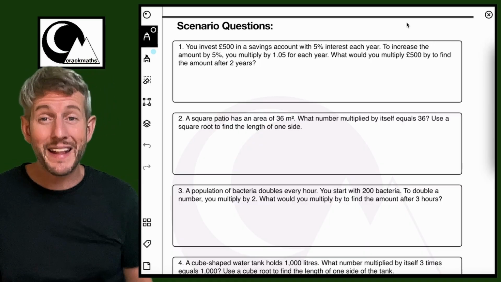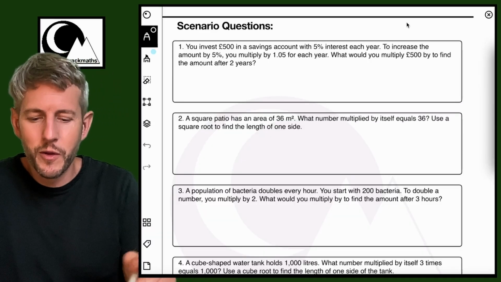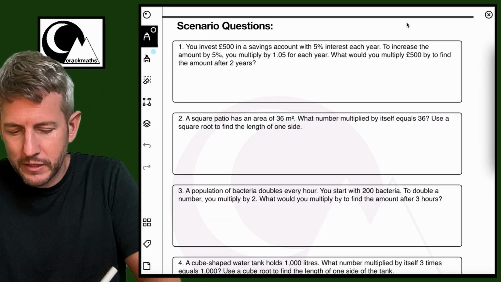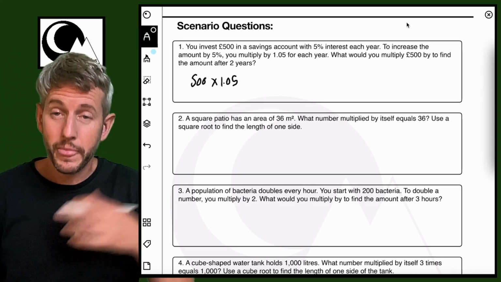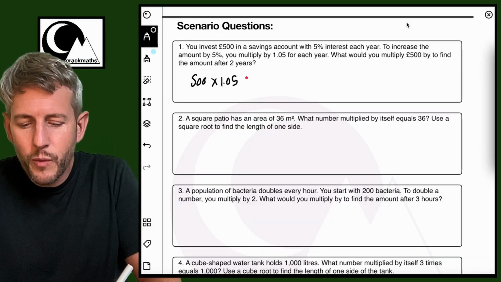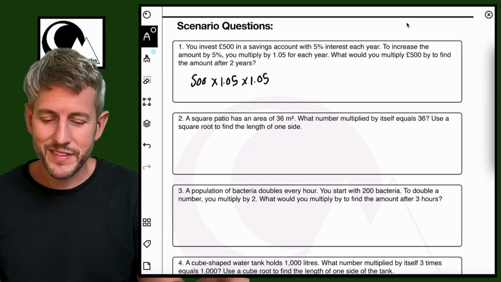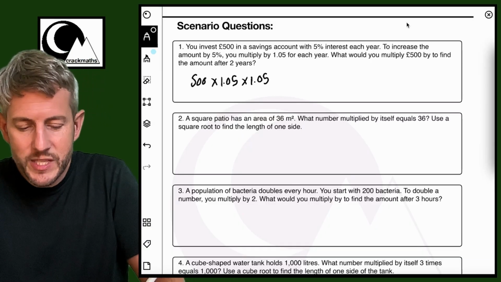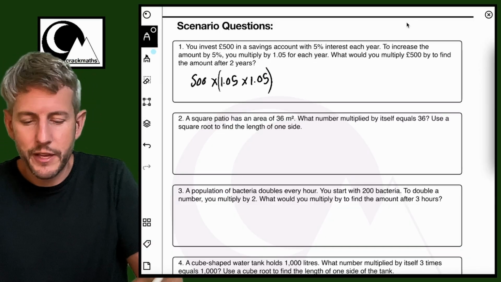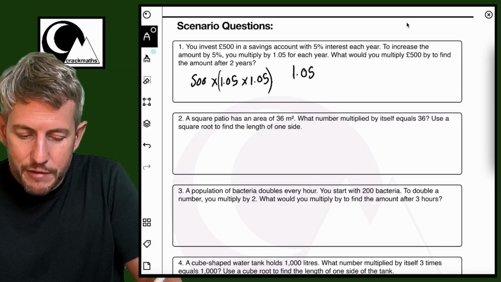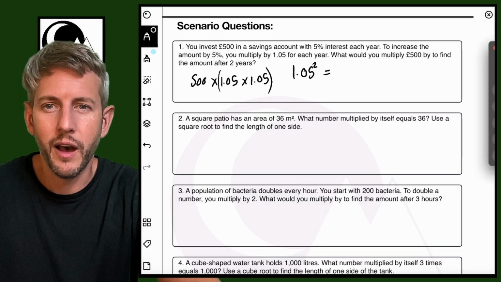Okay, so this is a repetitive multiplication. That's why it's featured in the powers and roots section. So what we've got here is our amount, and then we multiply it by 1.05 to increase it by 5% in the first year, and then we multiply it by 1.05 to increase it by 5% in the second year. So effectively, we're multiplying it by this. So this is the single value. We can think about this as 1.05 squared. Okay, and then if we want, we can work this out on our calculator.